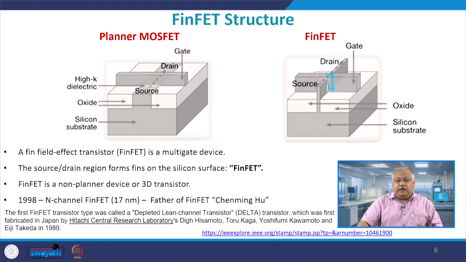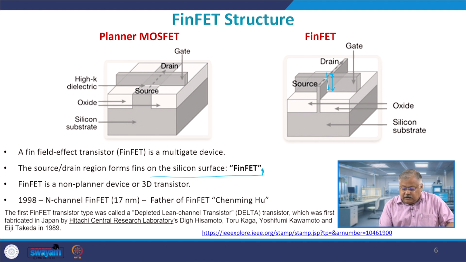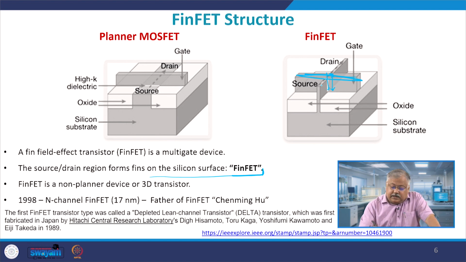So, it is basically a three dimensional channel which you see, and in all three directions the gate is enveloping the channel. Therefore, the source drain region forms a fin on the silicon surface, and it is referred to as a FinFET. Why is it known as a FinFET? Because it is almost like a fish. If you see this gate to be the body of the fish, then this happens to be the fin of the fish. They are perpendicular to each other, and it is basically a non-planar, 3D transistor.